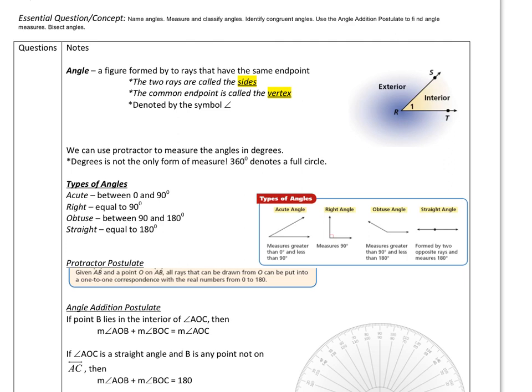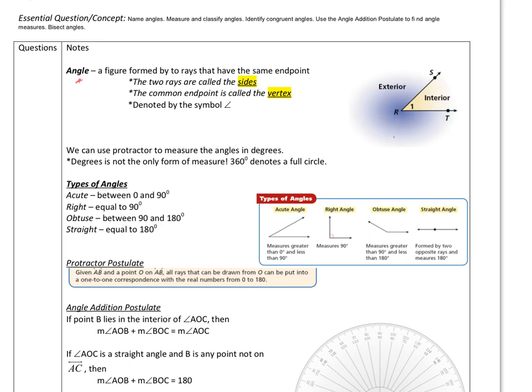The definition of an angle is that it's a figure formed by two rays that have the same endpoint. So here's ray RS, here's ray RT. They have this same common endpoint R, so this creates angle R, and we can write this as angle R.